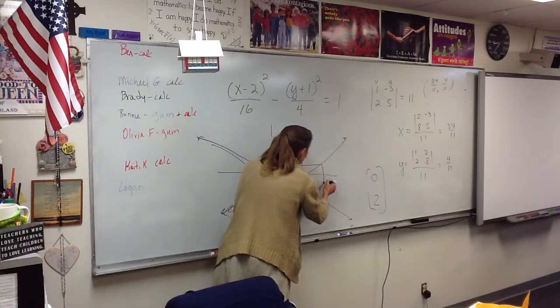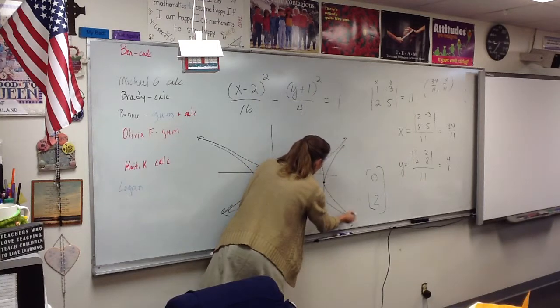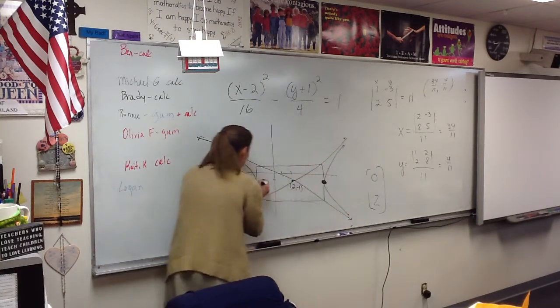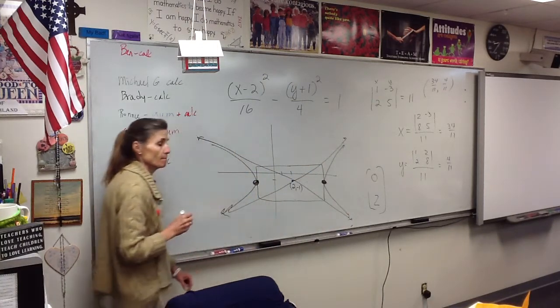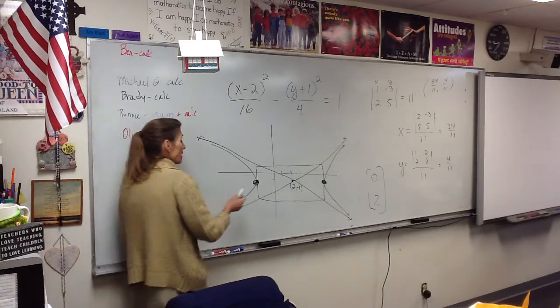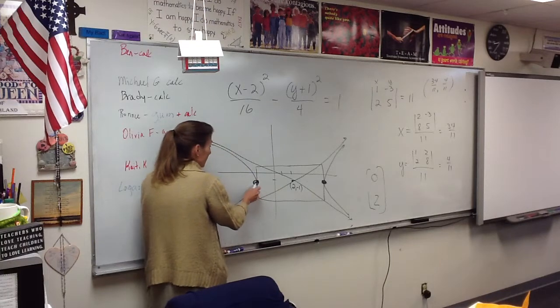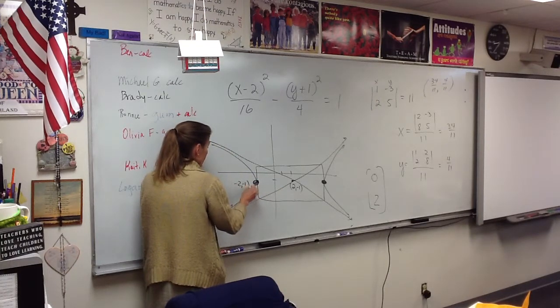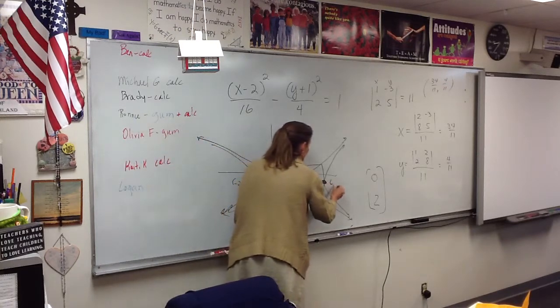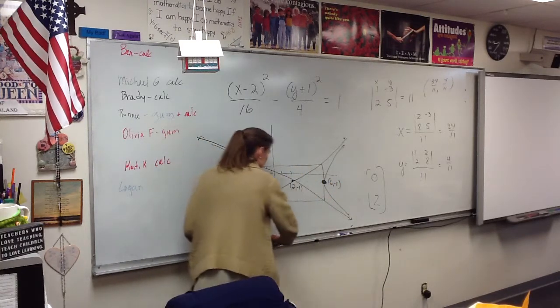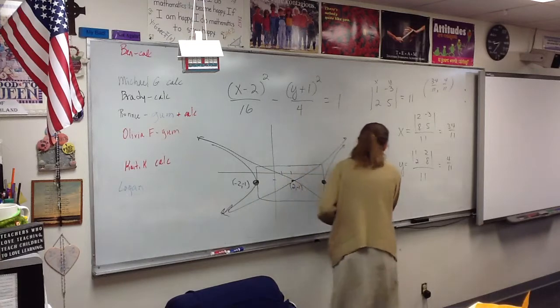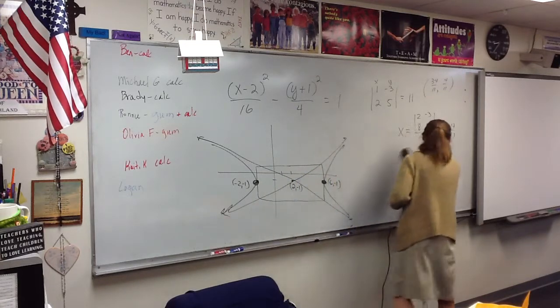So these big black points right here are the vertices. I counted those off already. I counted from my center, I went back 4, so that would be -2, -1, and 6, -1, because I counted 4 sideways when I built the box.